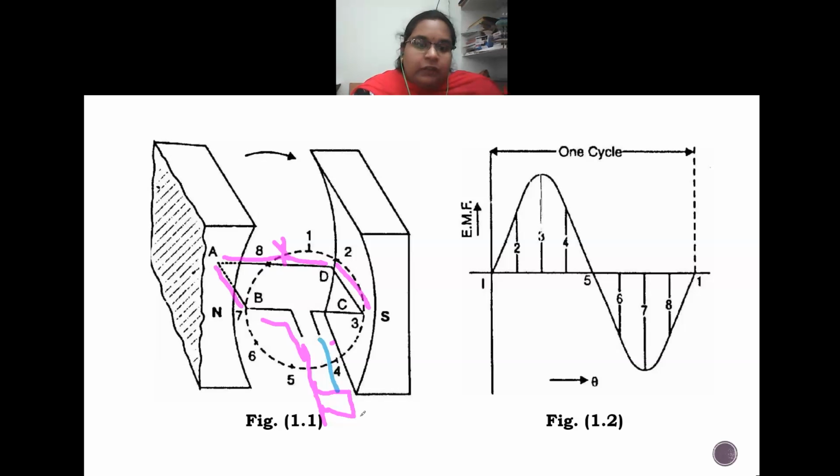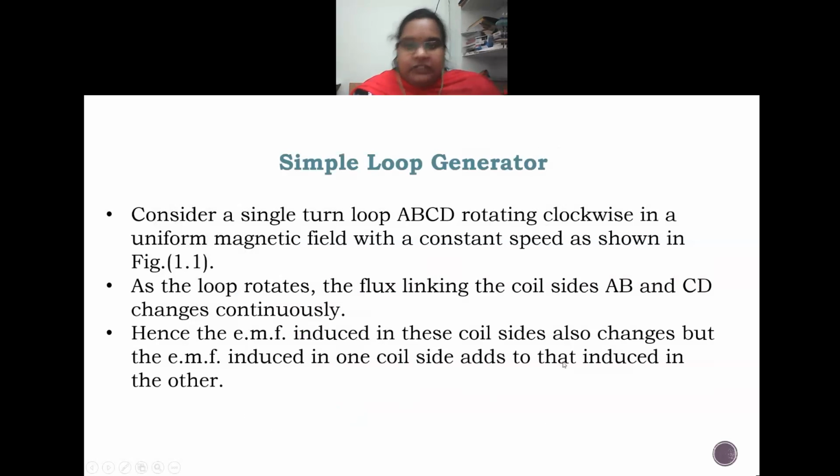Cool. So we have a load and we are connecting the load to the generator. Okay, so this is the structure of a simple loop generator. He's giving us how this simple loop generator is. Consider a single turn loop ABCD rotating clockwise in a uniform magnetic field with a constant speed, as shown in figure 1.1. So here is the figure.